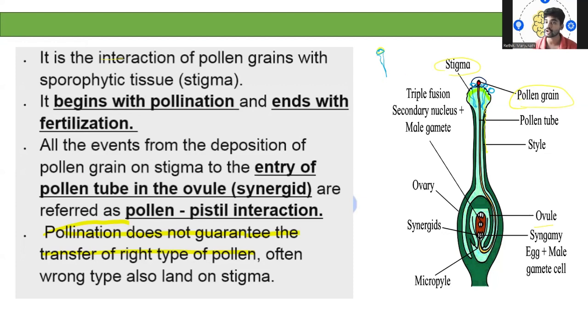Out of all these pollen grains, only one pollen tube is going to reach the ovule, through the micropyle region. It will reach the synergids and then the ovule. So through the micropyle region to the synergids. Later on, what happens? This pollen grain has a nucleus, right? So it is going to release one of its nuclei and fertilization takes place.